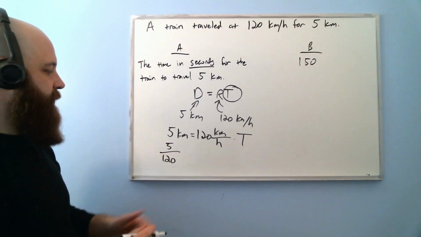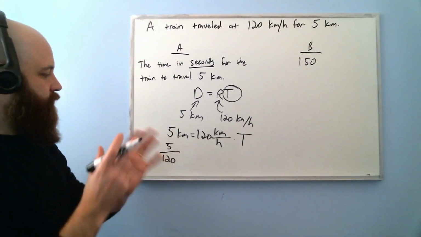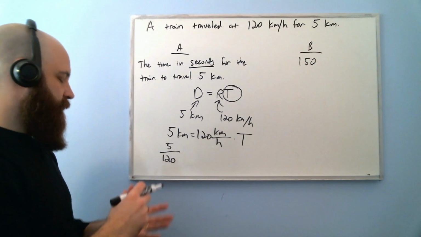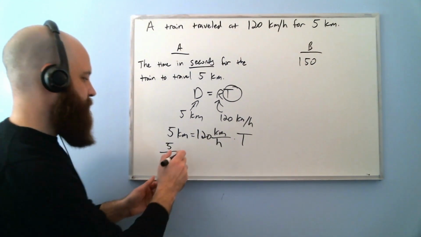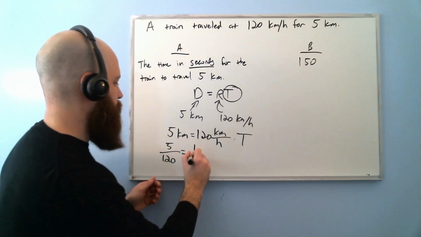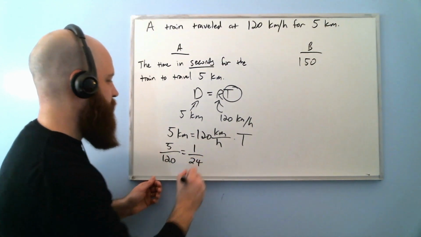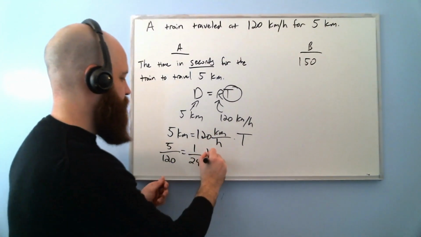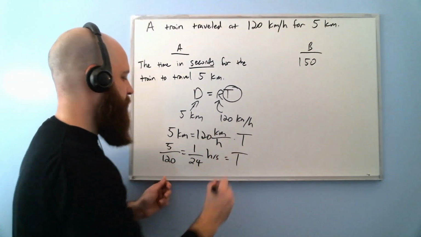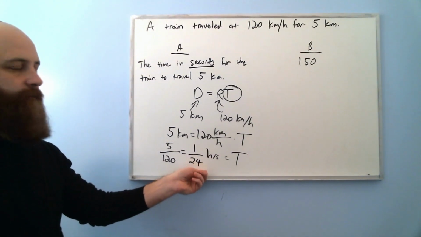So 5 into 120. Well, 20 gives me 100, so 24 should give me 120. So this can be simplified to 1 over 24. And again, my units are going to be hours. So that's the time: 1/24 of an hour.